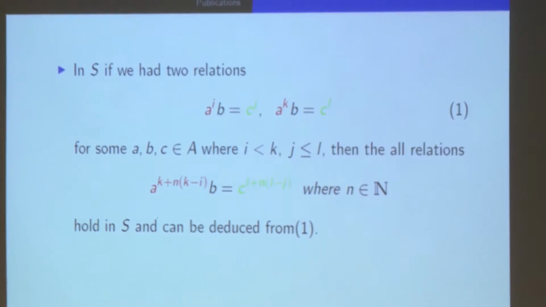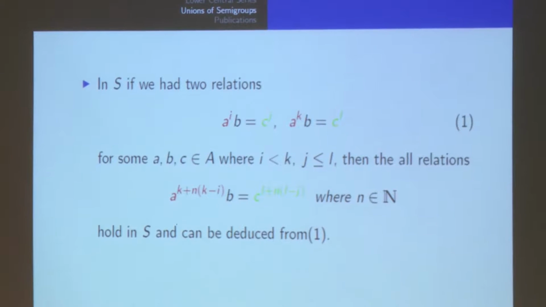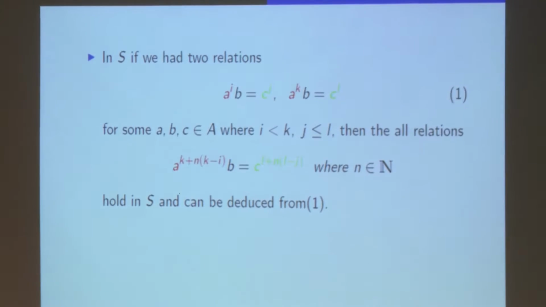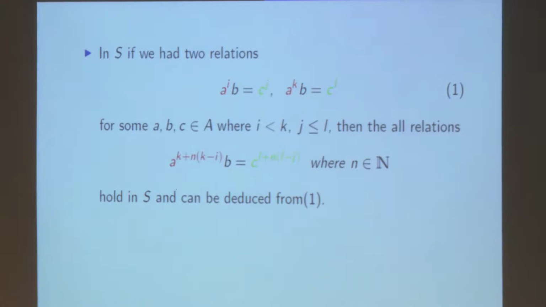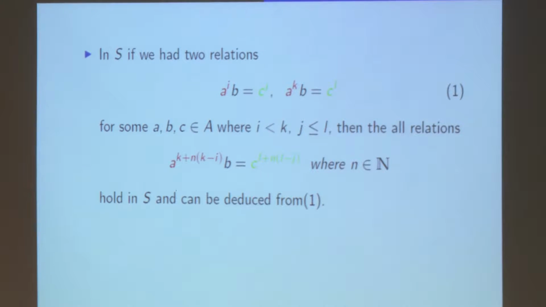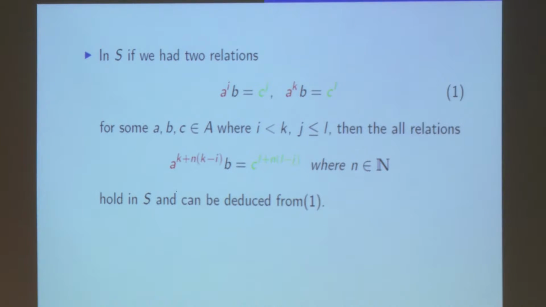If we have two relations like these two, here a to the power i, b equals c to the power j, and a to the power k, b equals c to the power l, then these two relations produce another relation, which is this relation for every n in N. That means this relation gives us an infinite number of relations. That means that these relations cover an infinite number of relations.